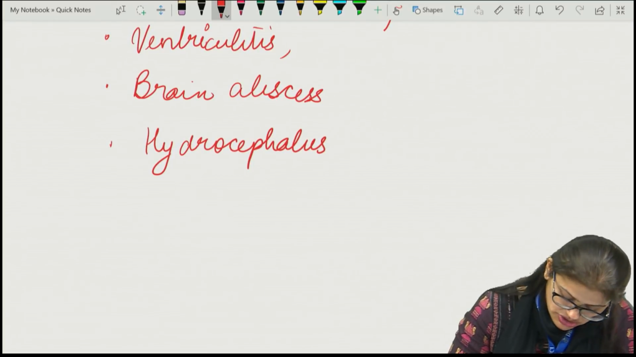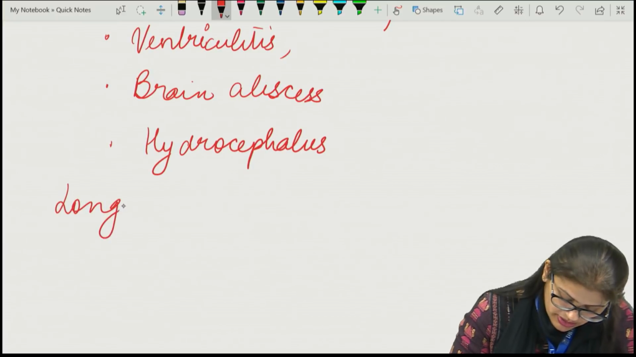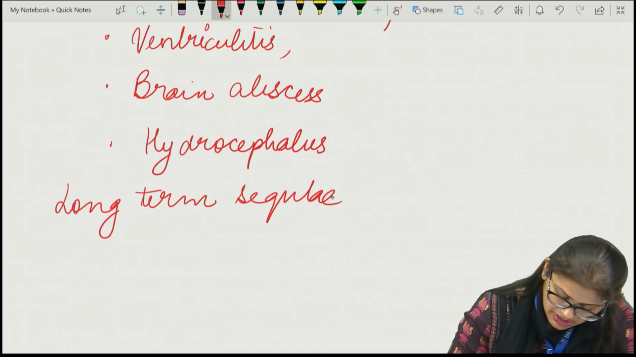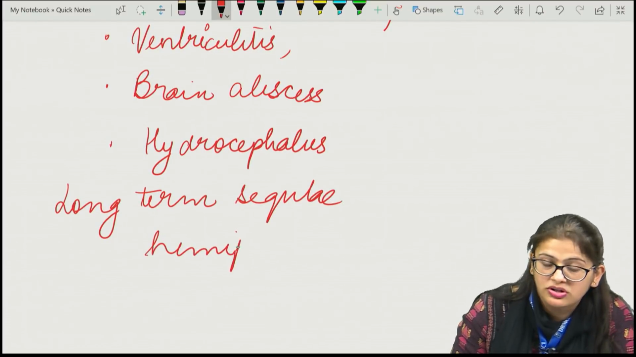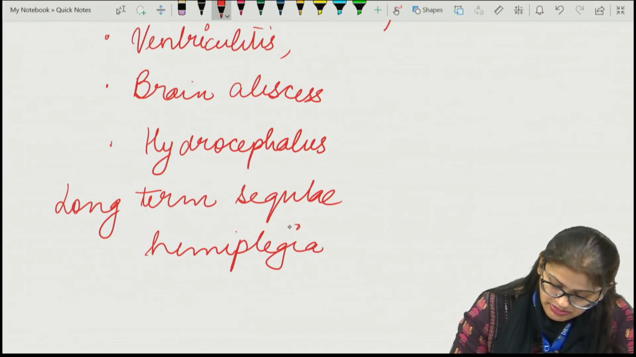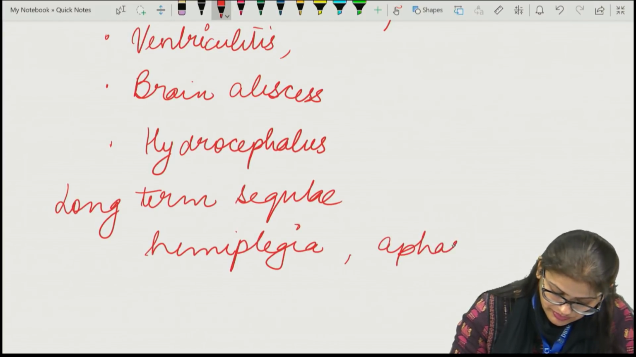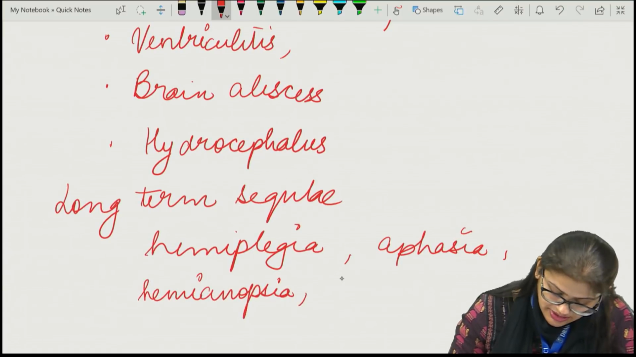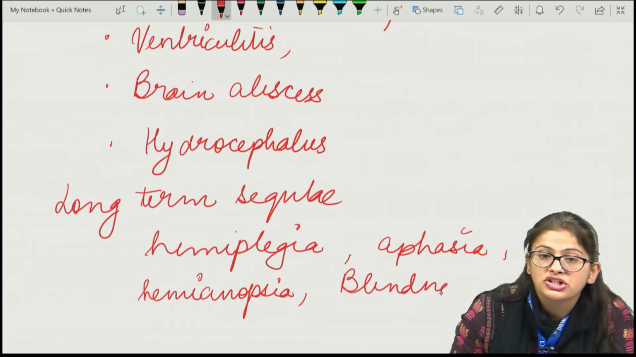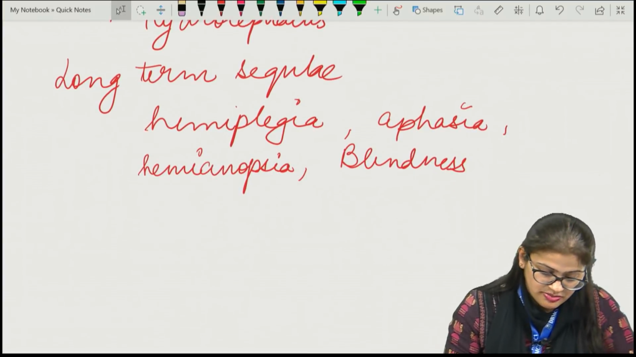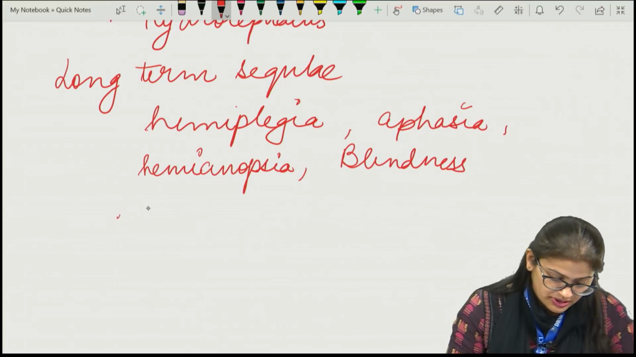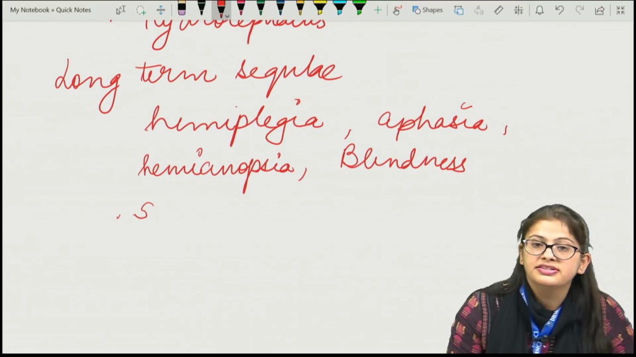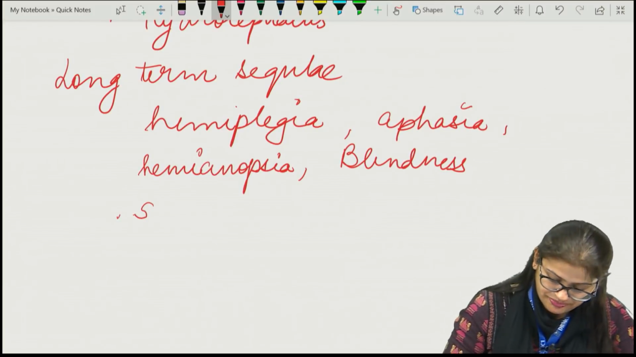Apart from the complications, the later long-term sequelae can also include hemiplegia, if there was any focal lesion in the brain. There can be aphasia, hemianopsia, blindness, and mental retardation, as we have already discussed. Other systemic complications can also include status epilepticus, myocarditis, and syndrome of inappropriate ADH secretion.